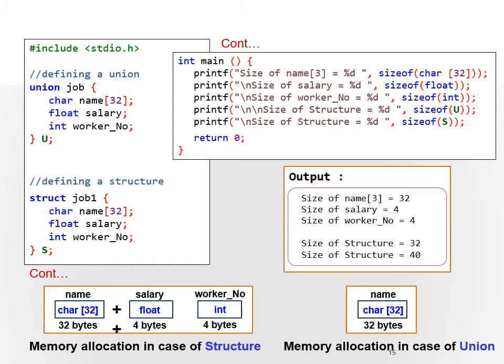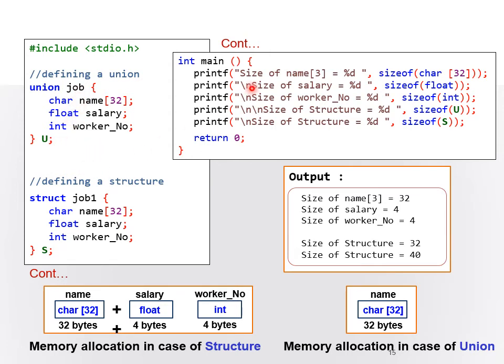Let us look at this example to compare the size of memory space that we use, in bytes. We use union job and struct job 1. For union job, you have three members: name, salary, and worker number. Same with job 1 for struct, three members as well. We represent it with s as the variable for the struct and u for union job.